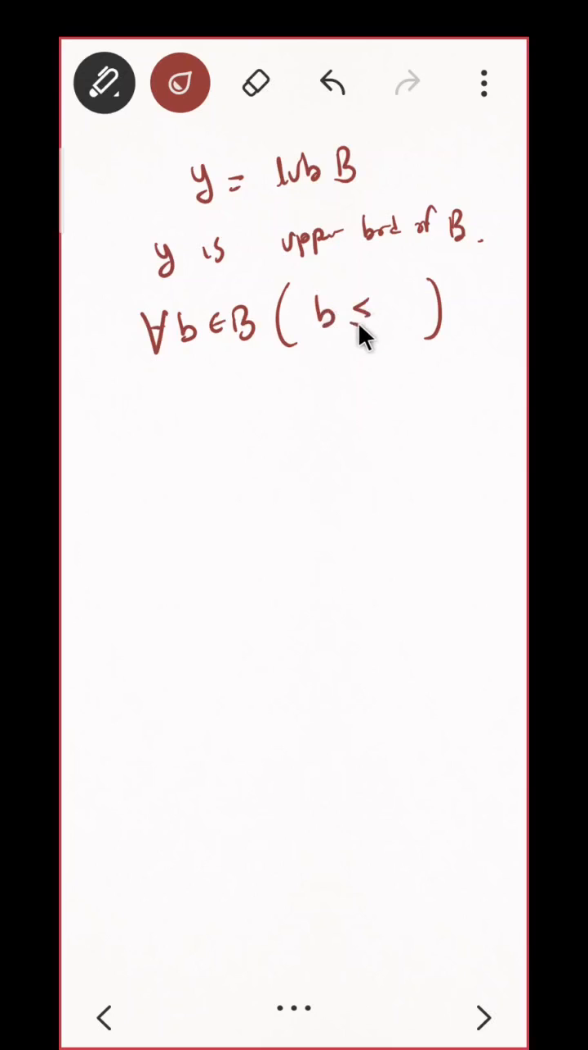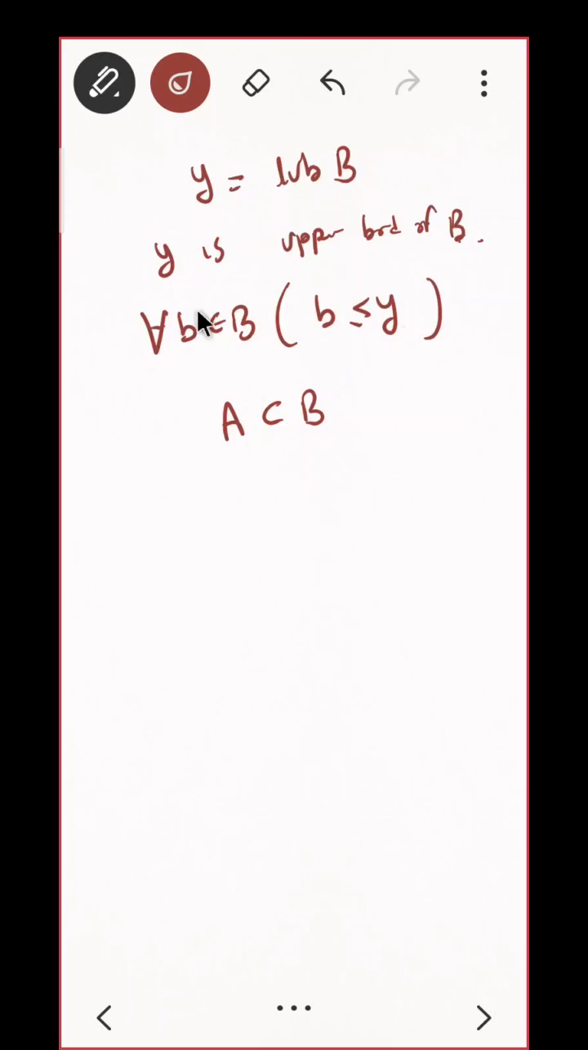B must be less than or equal to y, no? If I say y is an upper bound of B, that means for all b in B, b must be less than or equal to y. Do you agree? And one more condition is given in the question: A is a subset of B. So whatever is true for B is also true for A, because A is inside B.